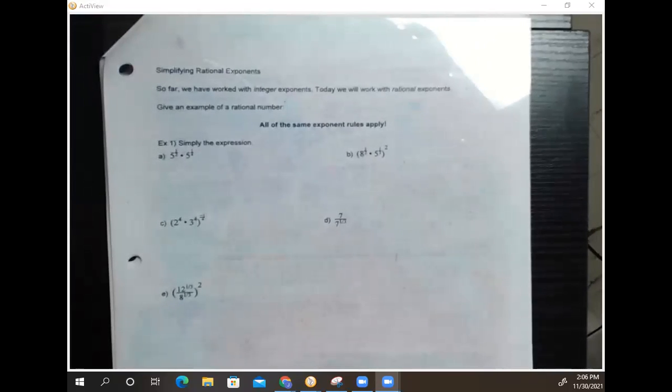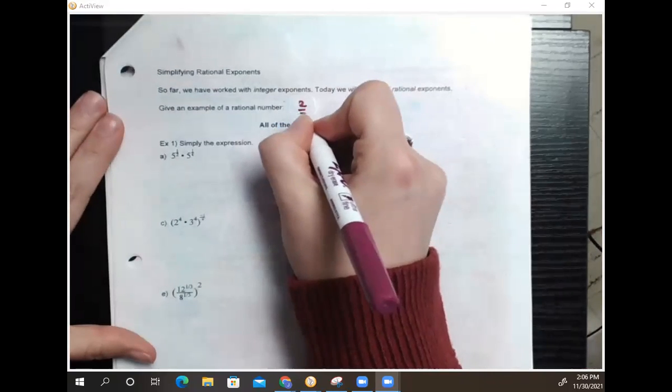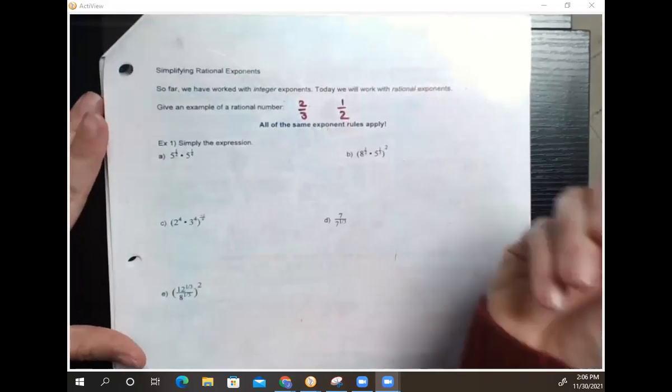Today we're going to take a look at rational exponents. So remember that a rational number is essentially just a fraction. That's what we mean when we say rational number. We mean something that can be represented as a fraction. So an example of a rational number might be 2/3 or 1/2.